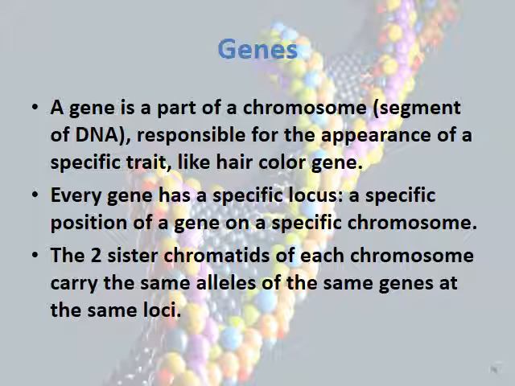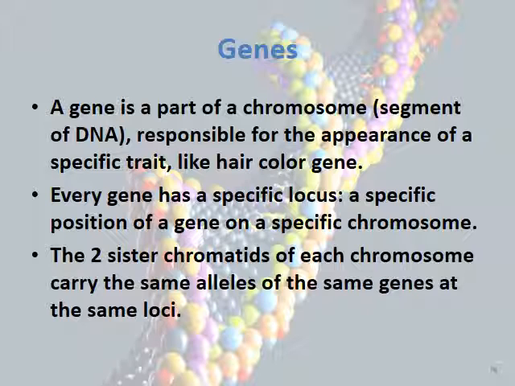Let's move to talk about genes. What are genes? A gene is a part of a chromosome. It's a segment of DNA. It's responsible for the appearance of a specific trait. Like, for example, the hair color gene. It determines the hair color, skin color gene, eye color gene, and so on. Every gene has a specific locus, meaning a specific position of a gene on a specific chromosome. This is called the locus.